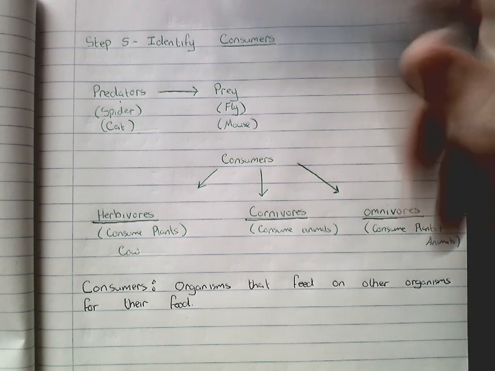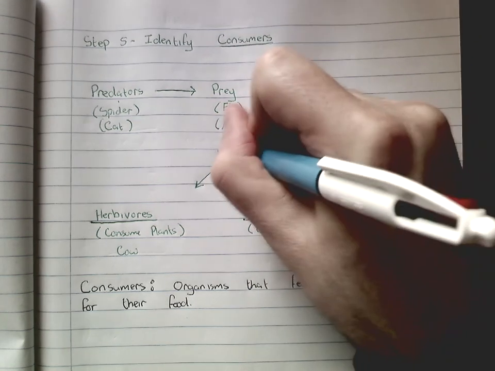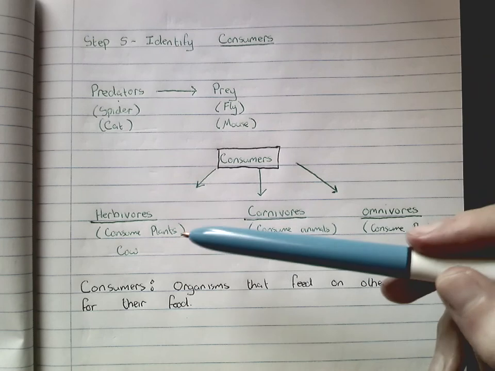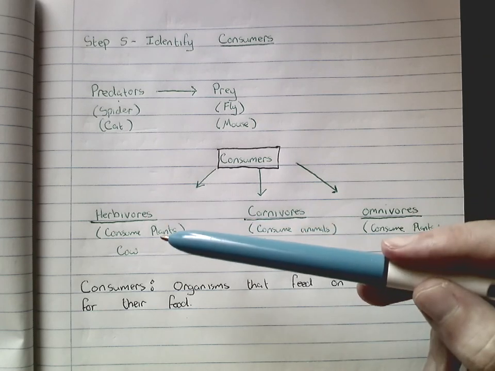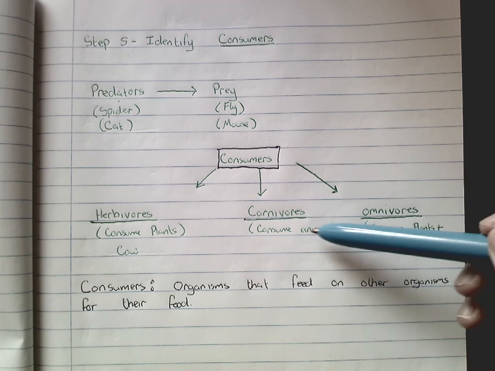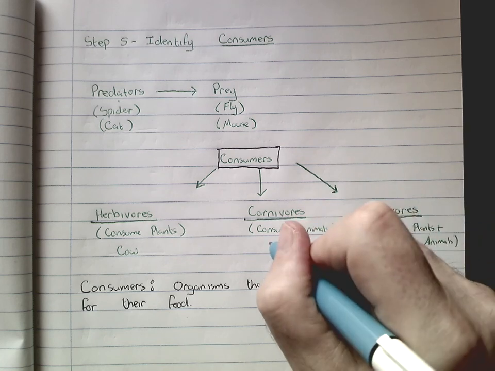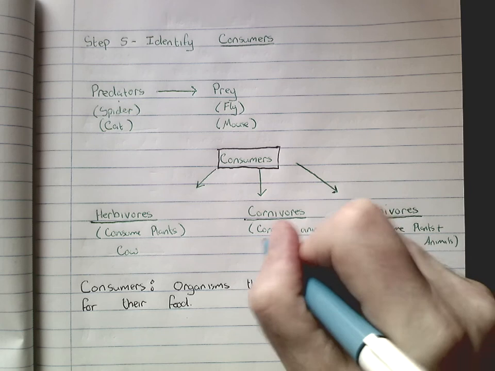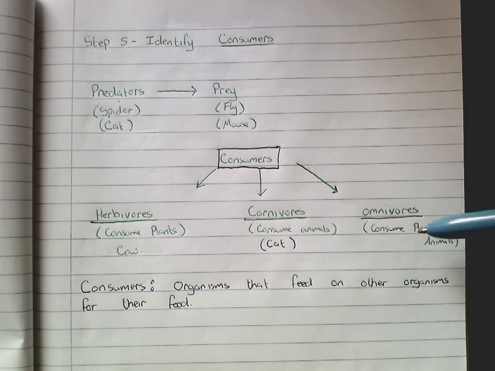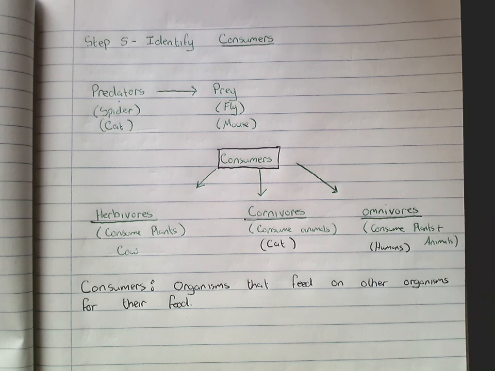And then consumers can be further broken down depending on what they eat. They can be herbivores, so they just consume plants or producers, for example, a cow. They can be carnivores, they consume other animals, for example, a cat. Or they can be omnivores, so they can consume plants and animals, for example, humans. We are considered omnivores.